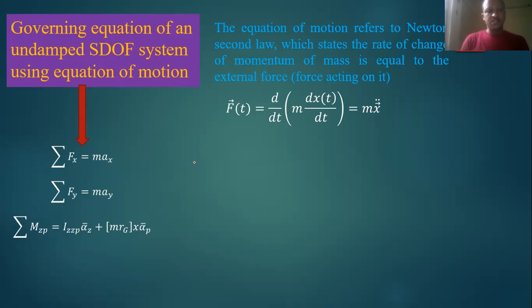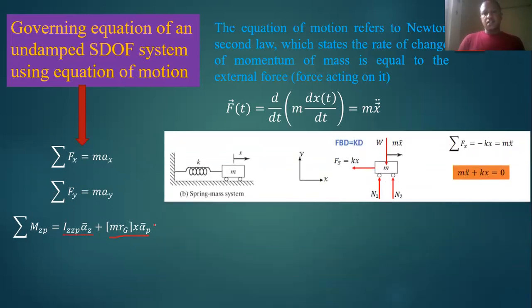p about the z-axis is equal to the moment about its central axis plus the moment about an offset axis. So these are some of the systems, a spring-mass system and the free body diagram, and we apply the motion equation, simply summation of f of x is equal to 0, no mass times acceleration. Here when we cut it, we can get the spring force.